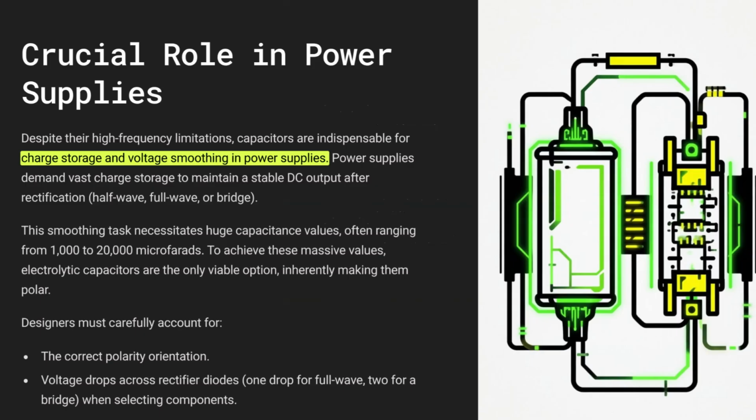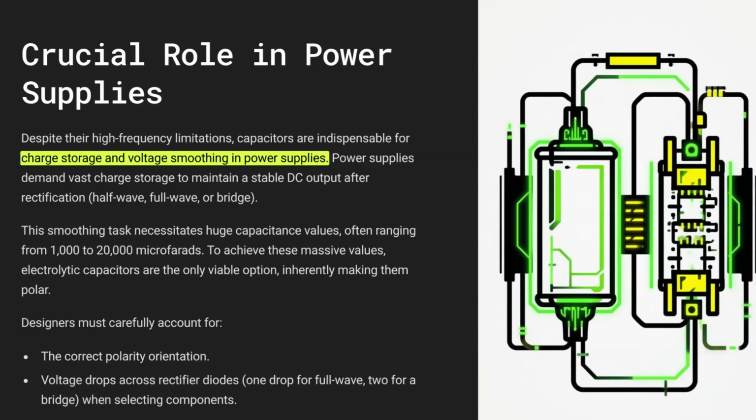Wow, and that limitation brings us right to their main application: charge storage and smoothing voltage in power supplies. Exactly. Power supplies need huge charge storage to keep the DC output smooth after rectification, whether it's half wave, full wave, or a bridge. And that smoothing path needs huge values, 1,000, 10,000, even 20,000 microfarads. And as we just said, to get those massive values, you're forced to use electrolytic capacitors, which are polar.